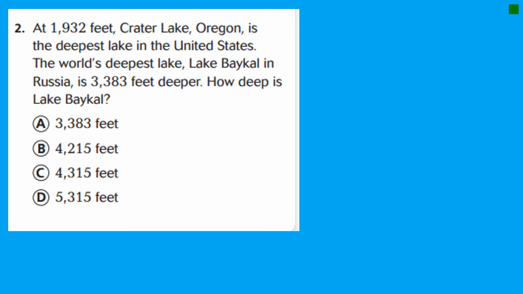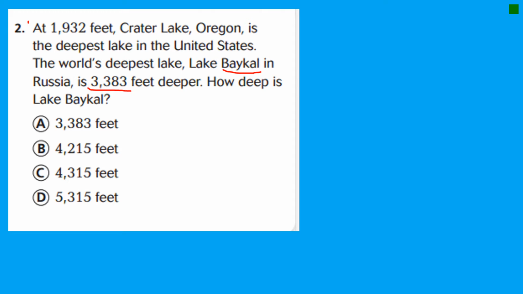All right. We are on the back at the lesson check. Number 2 in the lesson check says, at 1,932 feet, Crater Lake, Oregon, is the deepest lake in the United States. The world's deepest lake, Lake Baikal, that word right there, I should look it up. I'm going to call it Baikal. Okay, the world's deepest lake, Lake Baikal in Russia, is 3,383 feet deeper. How deep is Lake Baikal?